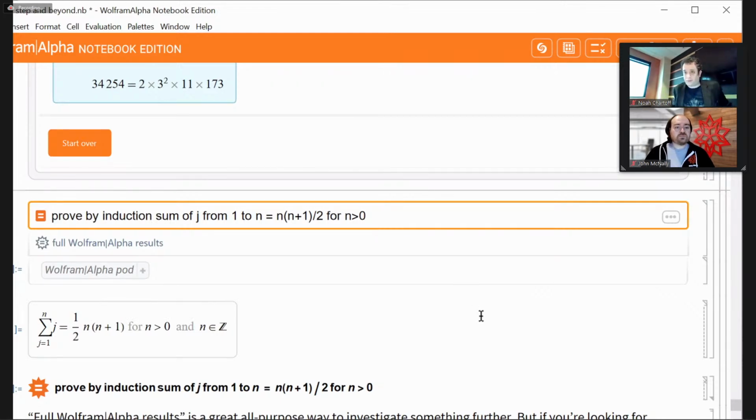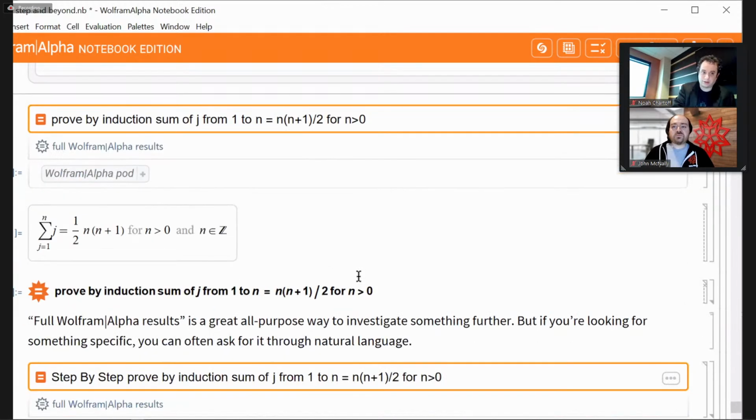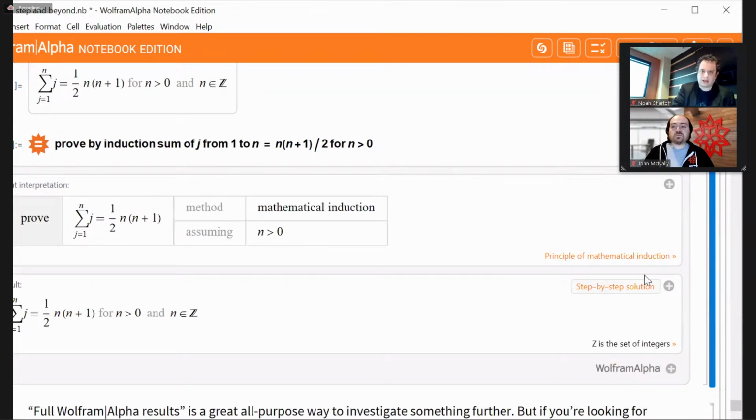Now, that's a familiar equation to anyone who's studied some number theory, maybe some discrete mathematics. But you'll notice when I put this in here, it did not prompt me that it could give me step-by-step solutions. It can, but it doesn't always do that when that's an option. But you could just click on full Wolfram Alpha results, and having clicked on it, run it and see that there are step-by-step solutions available.